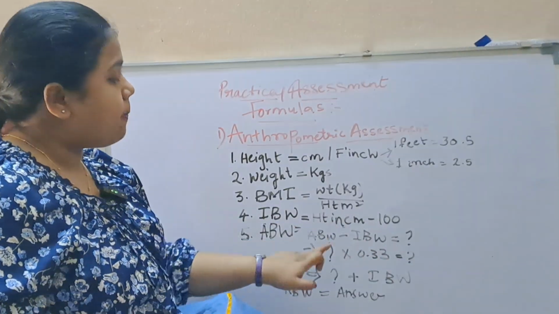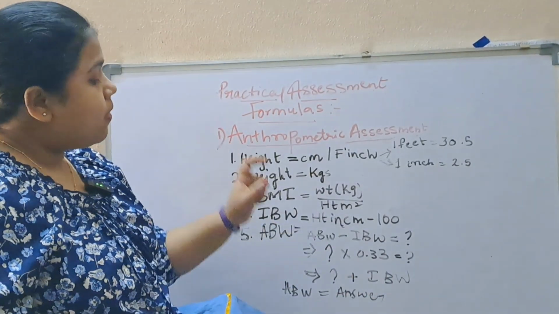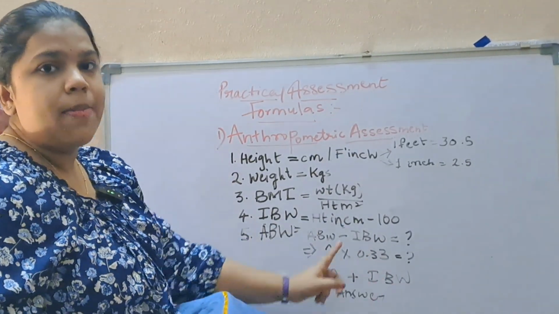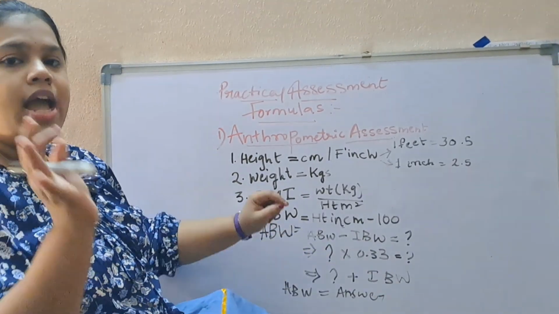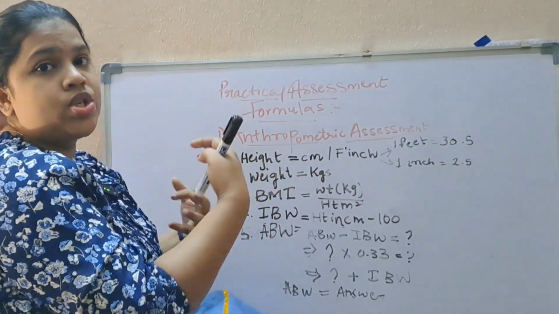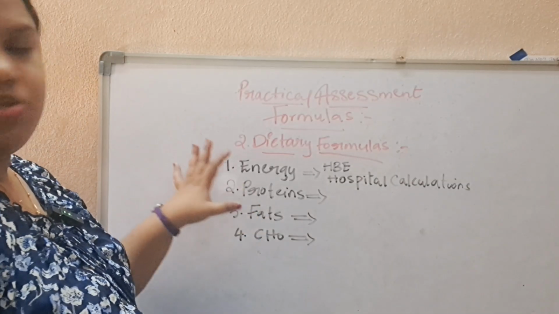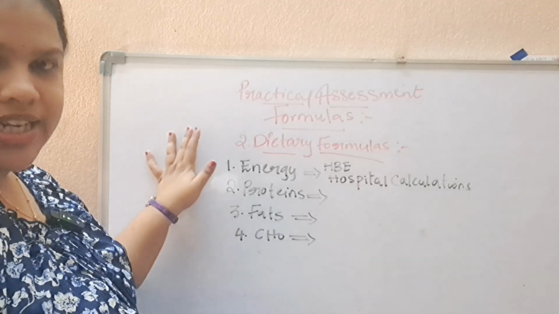Now this answer plus ideal body weight, again you have to take the ideal body weight. Now if you sum up these two, you will get the actual body weight. That means the person should lose that weight. The answer you will get. We have completed with anthropometric assessment.